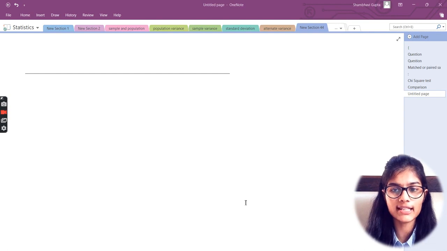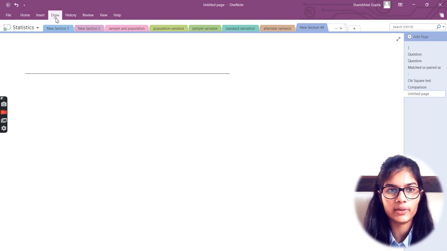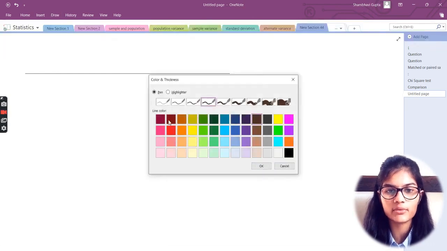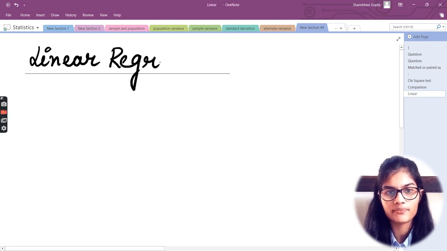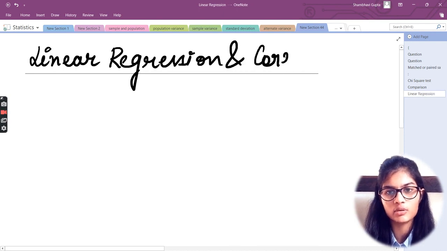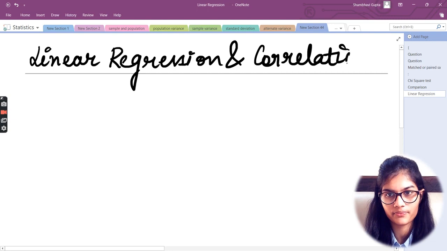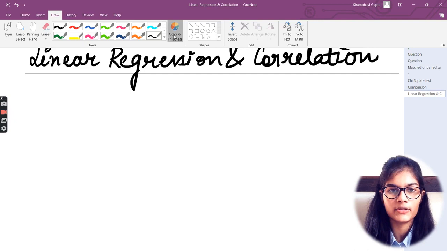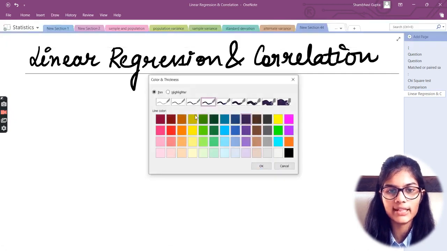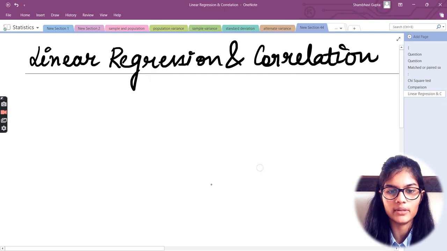So from today we are going to start a new topic, and that's linear regression and correlation. Let me quickly put on some heading right here. After that we'll be discussing this portal, okay? Right here, so it goes: linear regression and correlation. Okay, this is the topic that I am going to follow up here.